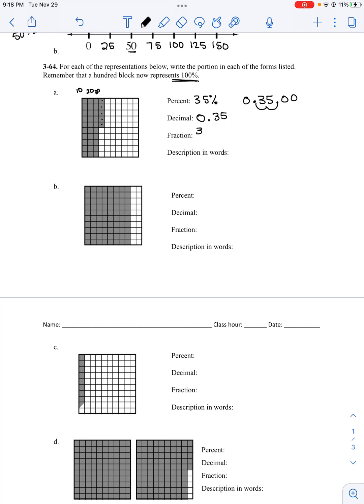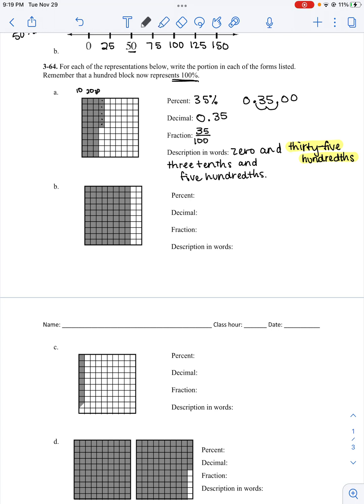I'm dividing by 100, which means that my decimal is 35 hundredths. My fraction, I have 35 out of 100 squares shaded in. My description in words, I could write 0 and 35 hundredths. I could skip the 0 and just write 35 hundredths. Or I could write 3/10 and 5 hundredths. They are all equal.